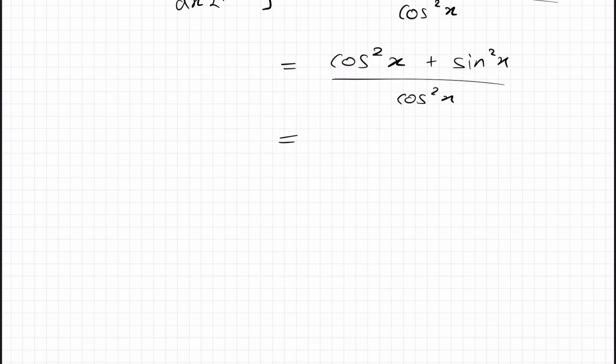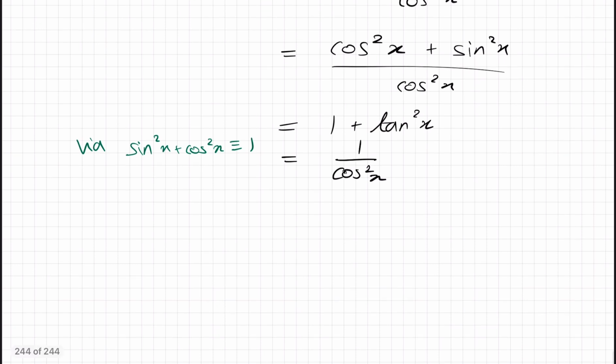And, well, you might be able to see there's two ways of writing this. So we could either split fractions up and get 1 plus tan squared x. As you can see, we split it like that. Or we could just say that's 1 over cos squared x using the identity sin squared x plus cos squared x equals 1. And that is equal to secant squared x. So yeah, that is how we prove the tan x derivative, just the proof of that.